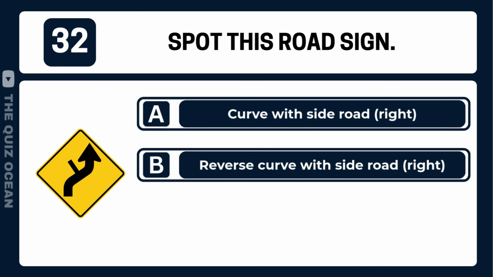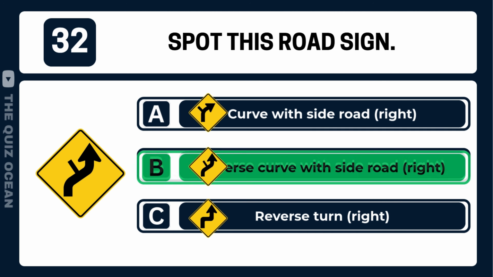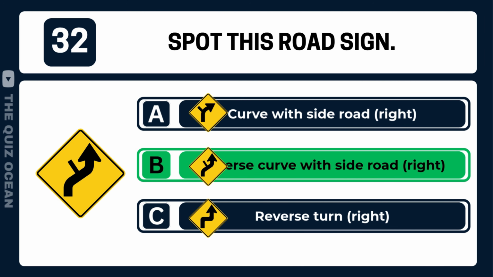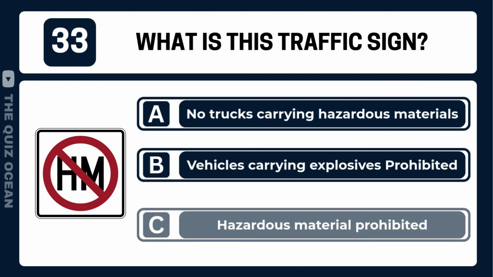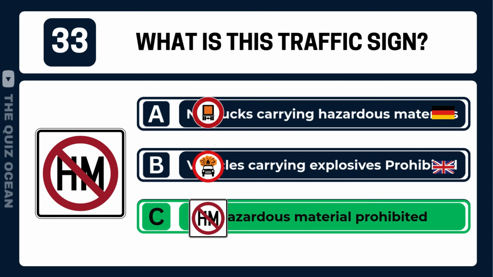Question 32. Spot this road sign. The answer is B. Reverse curve with side road right. Question 33. What is this traffic sign? The answer is C. Hazardous material prohibited.